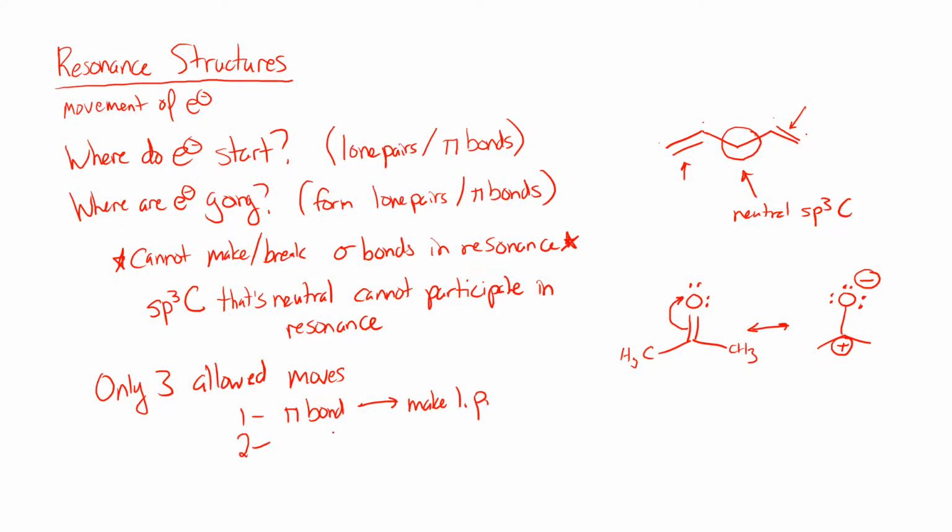The second allowed move is we can take a pi bond and make another pi bond, just in a different place, right? So this is usually what happens with carbocations. So if we have a pi bond and we have a carbocation next to it, right, we can take these electrons and make a new pi bond that's over here.